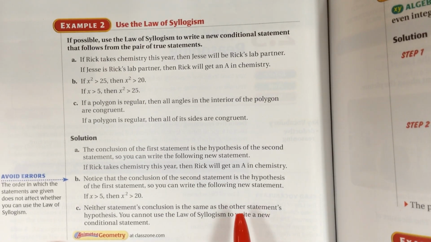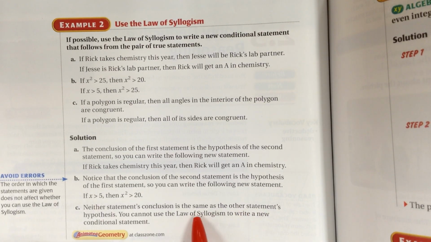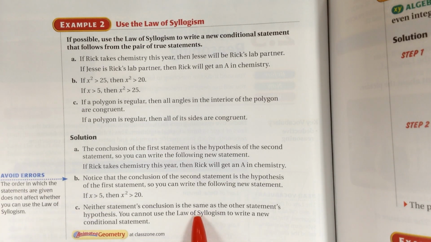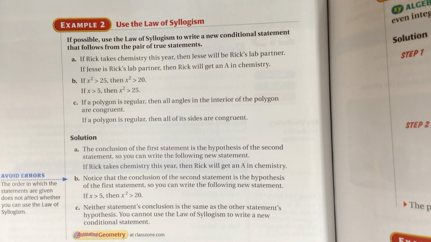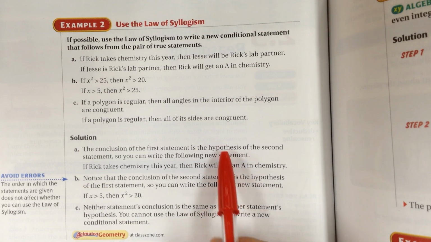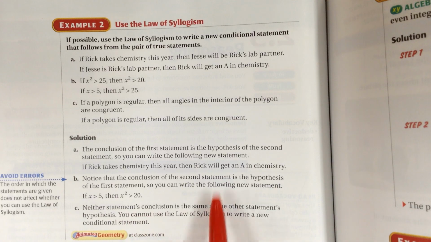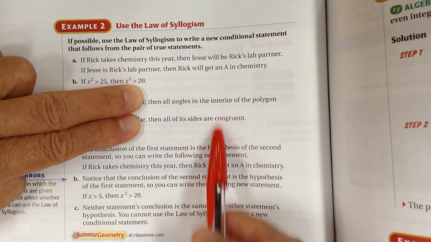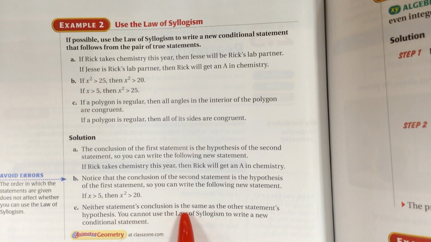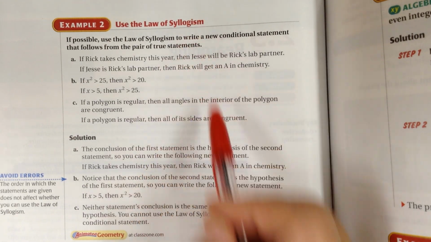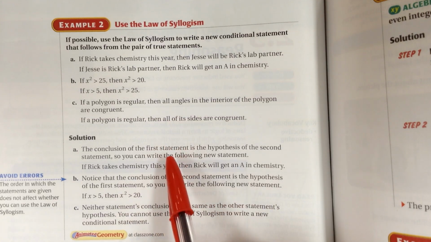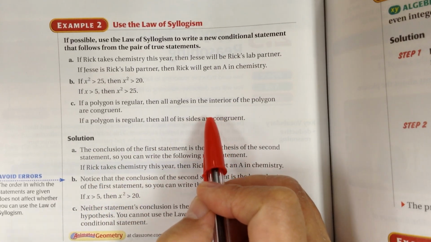But remember, when you do that, in this case it doesn't work. Why? Because neither statement's conclusion is the same as the other statement's hypothesis. So even if you can write it, it does not equal the original. Here you don't know which causes which. You cannot use the law of syllogism to write a new conditional statement, so you cannot use it for this one. Even when you try it, it doesn't work.